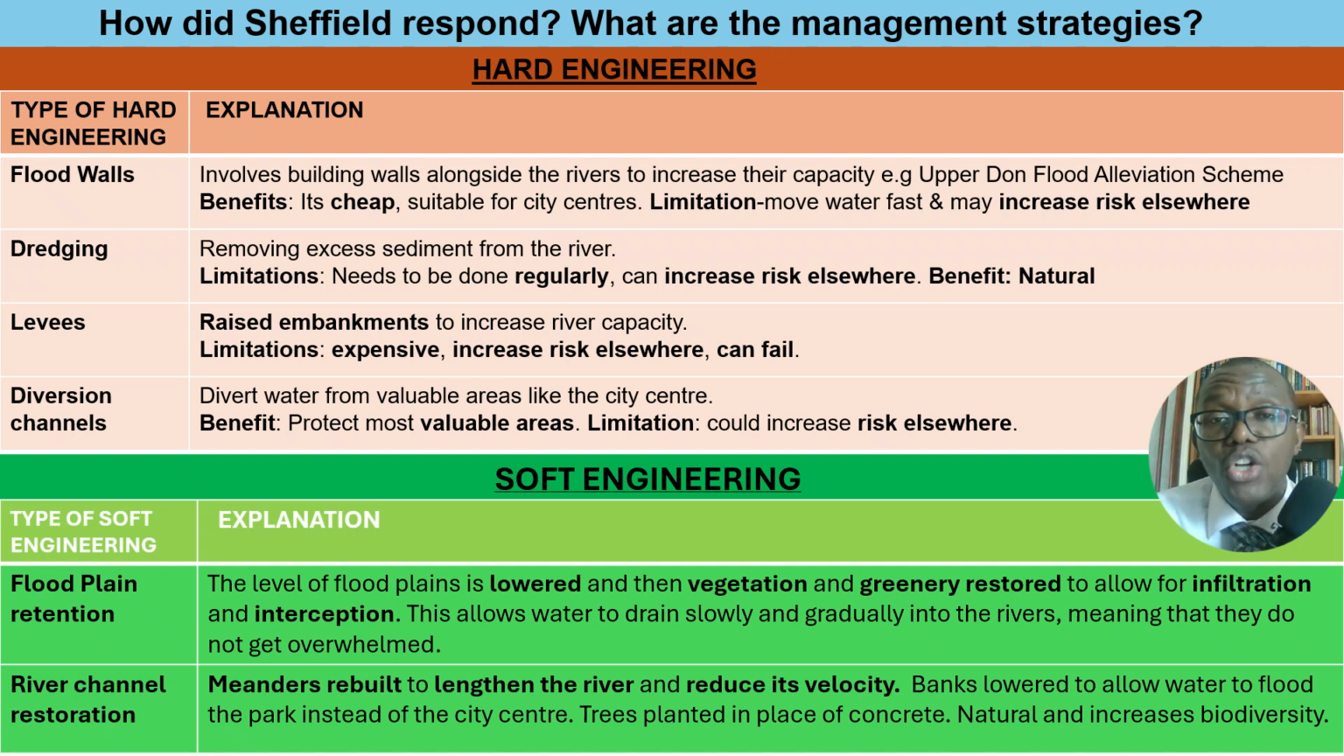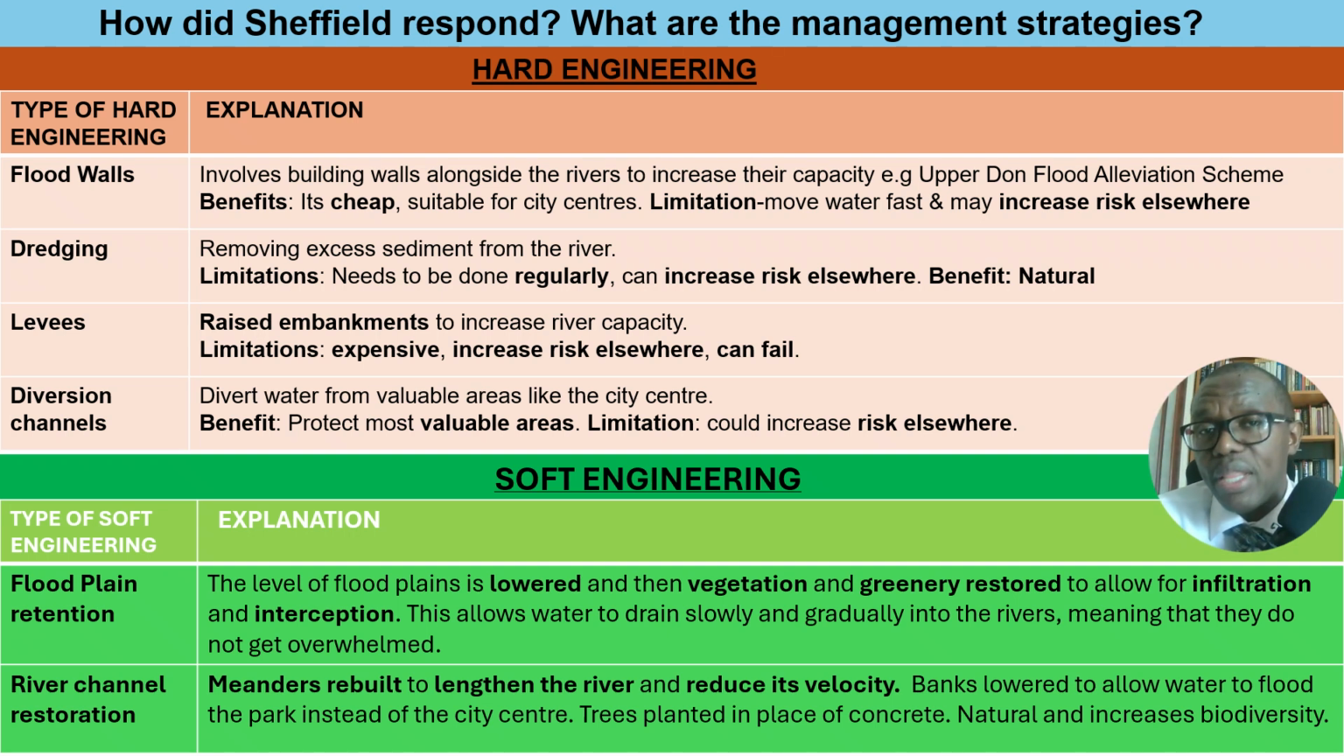Okay, so moving on to the soft engineering methods, and we said that the soft engineering methods are not necessarily building physical structures, but work with the environment or with nature to protect the area from flooding. The first one is floodplain retention. So the level of the floodplain is lowered. It's dug out and made a lot lower, and then vegetation is planted. If you have trees and grass instead of just concrete, you remove the concrete, and you have also lowered that floodplain.